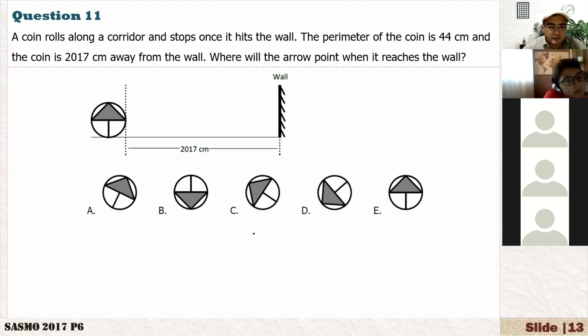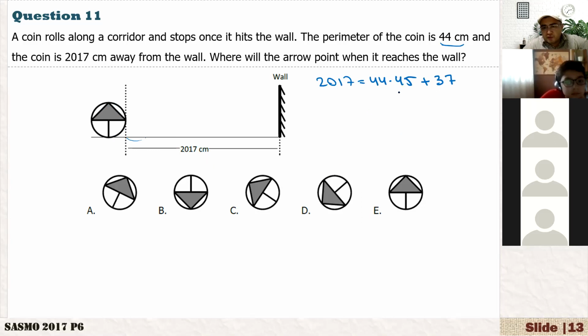Okay, Ismail, then let's do it together, because we have only 3-4 minutes left. So here it says that the distance between the coin and the wall is 2017, right? And the perimeter of the coin, that means the circumference of the circle, is 44 centimeters. Now, when it travels 44 centimeters, it will have the same position again, right? So now, if you divide 2017 by 44, we have 45. You can just do this. And the remainder will be 37, right?